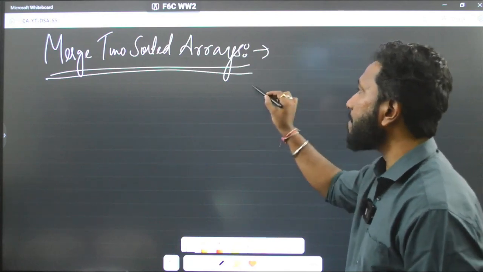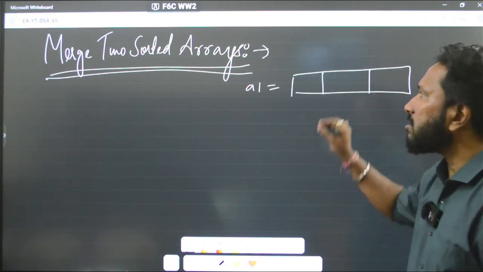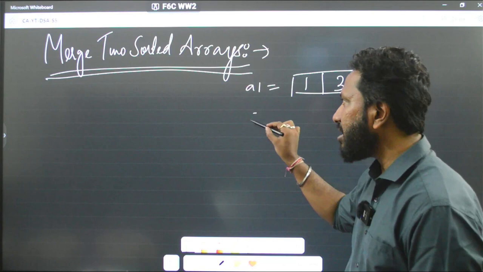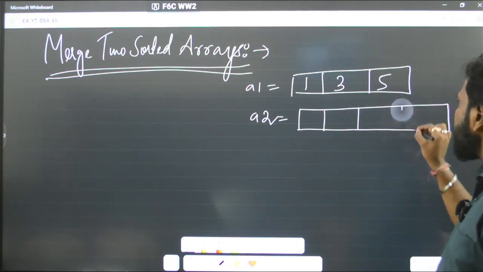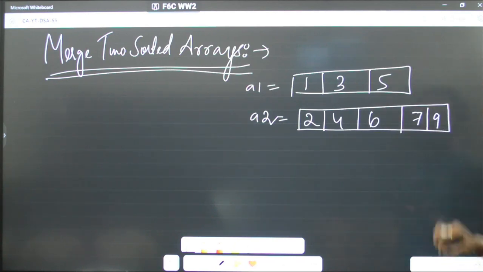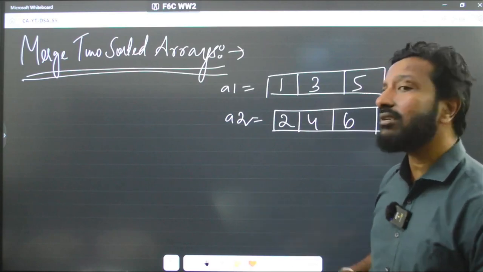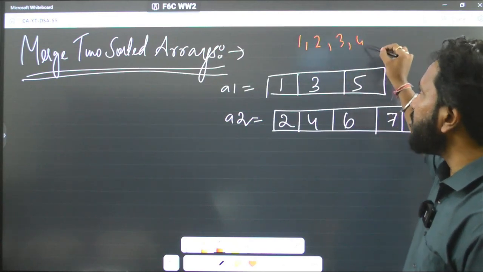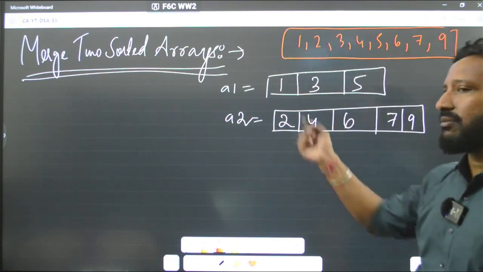So I have an array A1 equal to 1, 3, 5, and I have one more array A2 which is 2, 4, 6, 7 and 9, something like this. Got it? So these are my two arrays that they have told you to sort, and the final array should be something like this: 1, 2, 3, 4, 5, 6, 7 and 9. This is the final array that you need after merging them together.